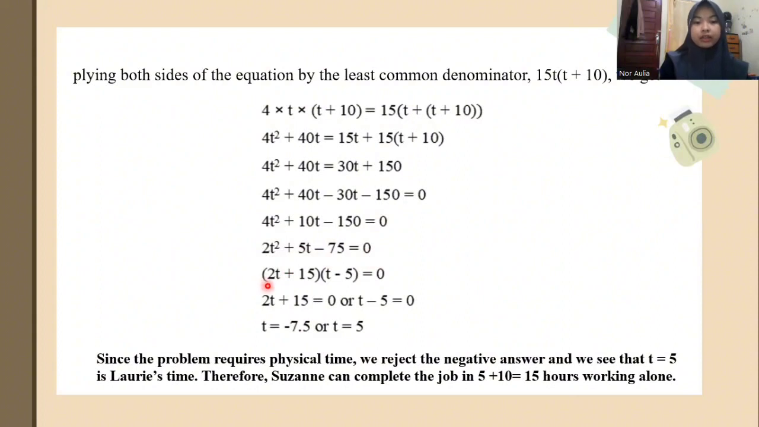So the factorization is (2t plus 15)(t minus 5) equals 0. 2t plus 15 equals 0, so t is minus 7.5. Or t minus 5 equals 0, so t is 5. Since the problem requires physical time, we reject the negative answer and see that t equals 5 is Lauren's time. Therefore Susanna can complete the job in 5 plus 10 equals 15 hours working alone.